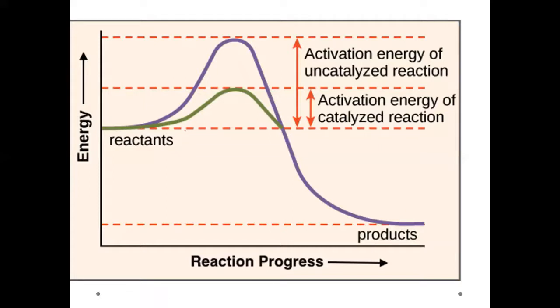The highest point in this curve represents the energy of the intermediate state in this reaction. The enzyme lowers the activation energy of a given reaction, shown by the green curve. And it is proof that enzymes decrease the activation energy.